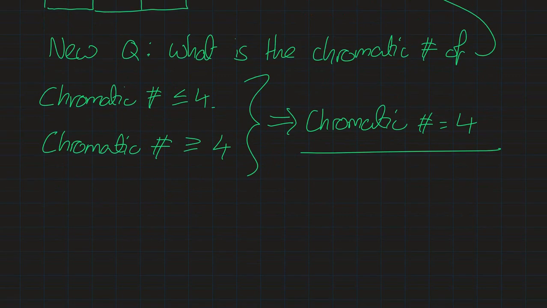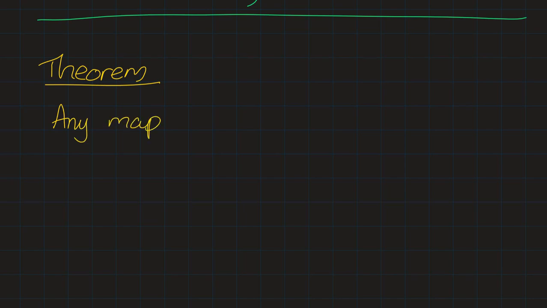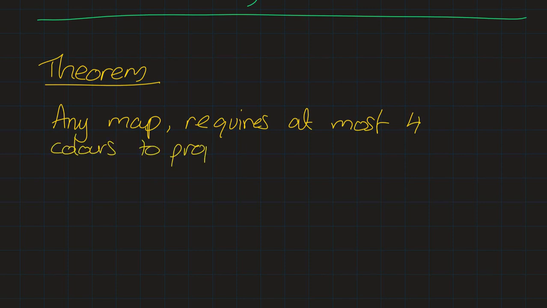So now I want to talk about maybe one of the most famous theorems in all of graph theory, okay? And it's to do with coloring maps. So the theorem is as follows. It just says that any map requires at most 4 colors to properly color it.